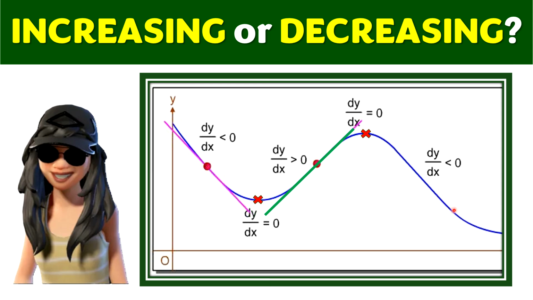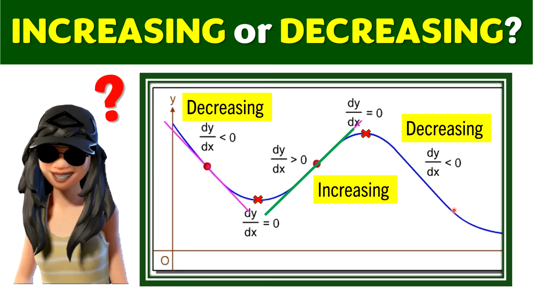So the key idea here is this. If the gradient function dy/dx is greater than 0, we say that the function is increasing. And if dy/dx is less than 0, we say that the function is decreasing. Now, when we are given a function, we don't usually have the graph. So instead, what we need to do is to use the derivative to determine whether the function is increasing or decreasing. So we are going to go through 3 examples to see how exactly this can be done.